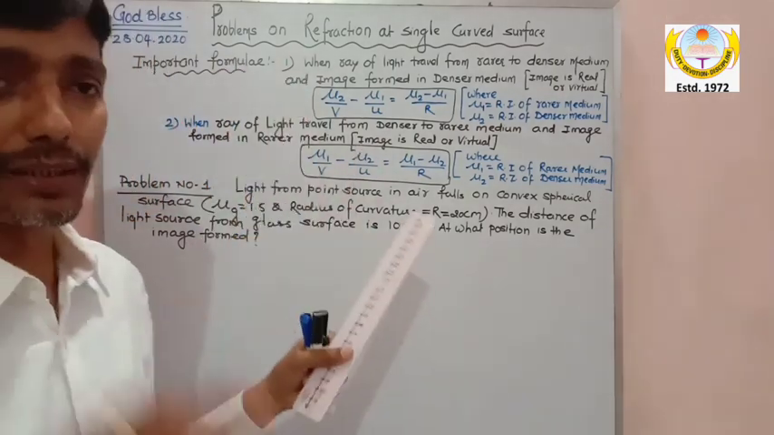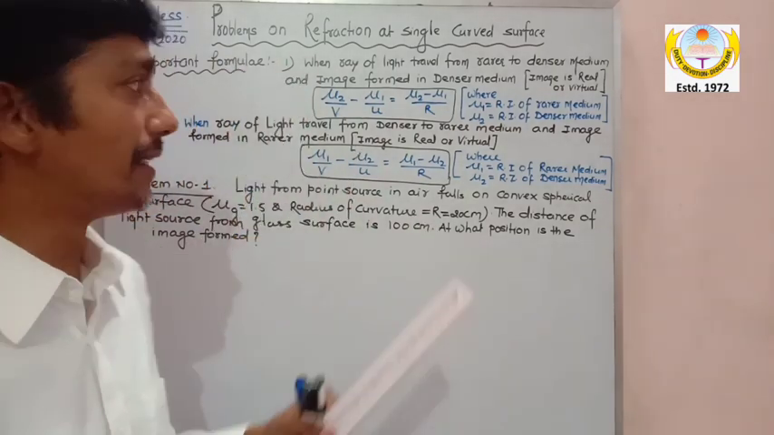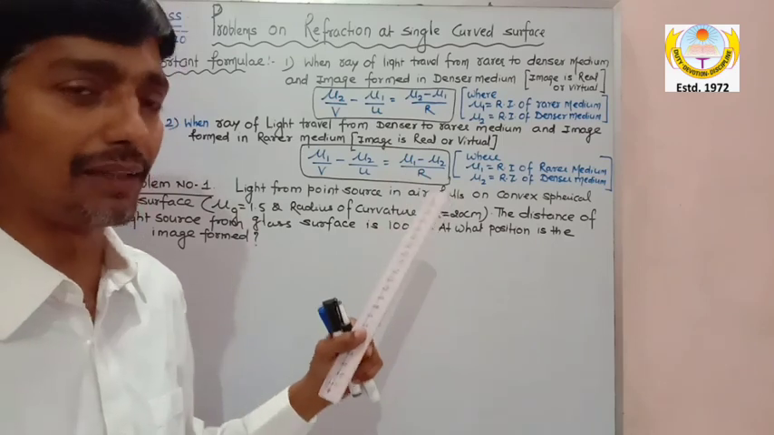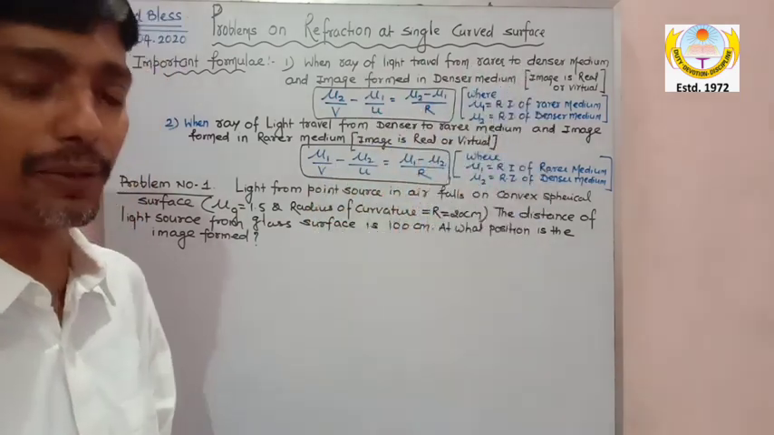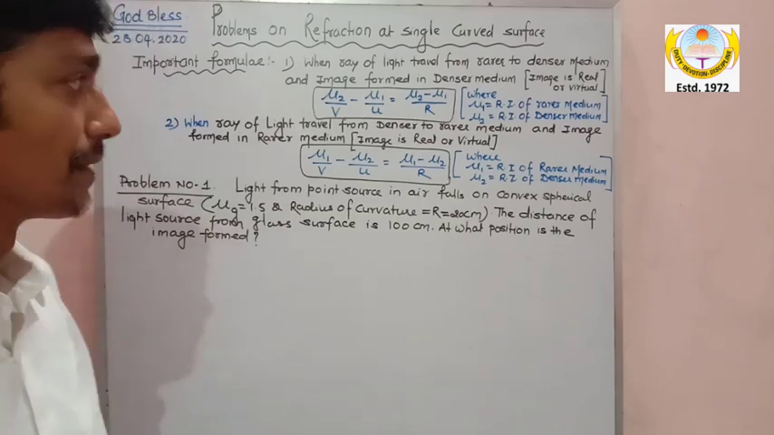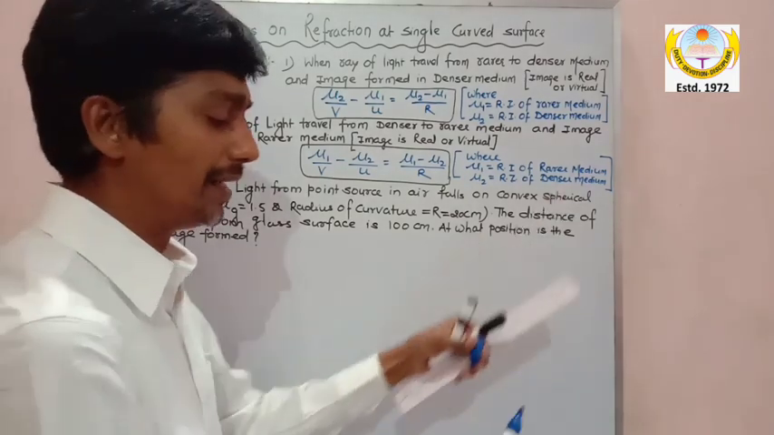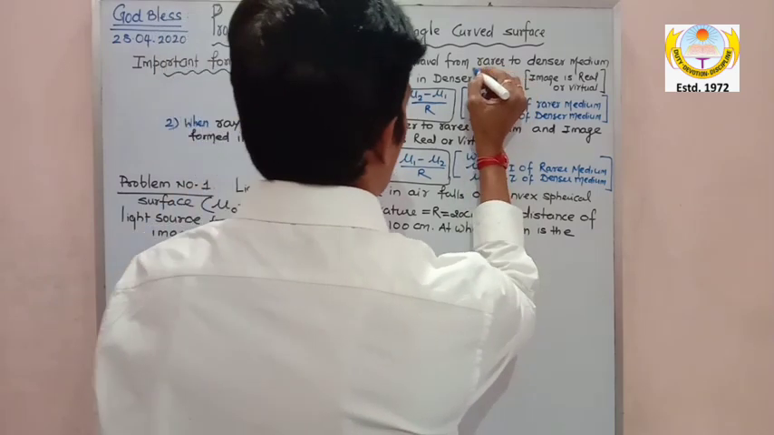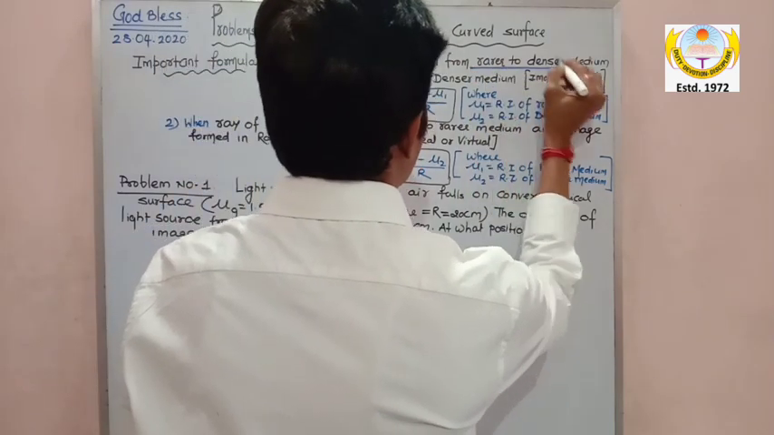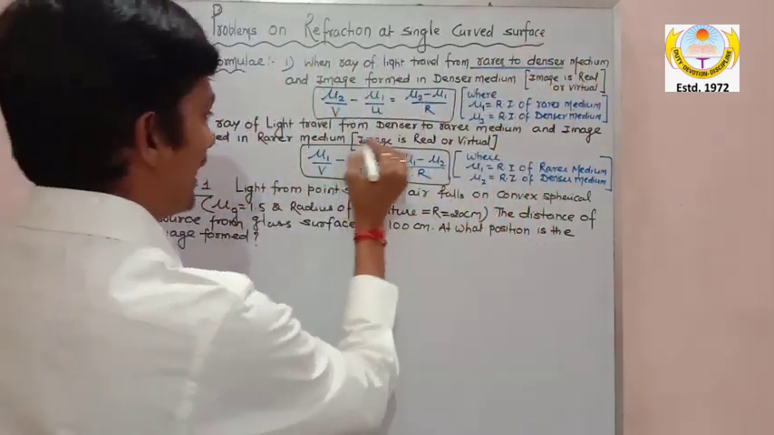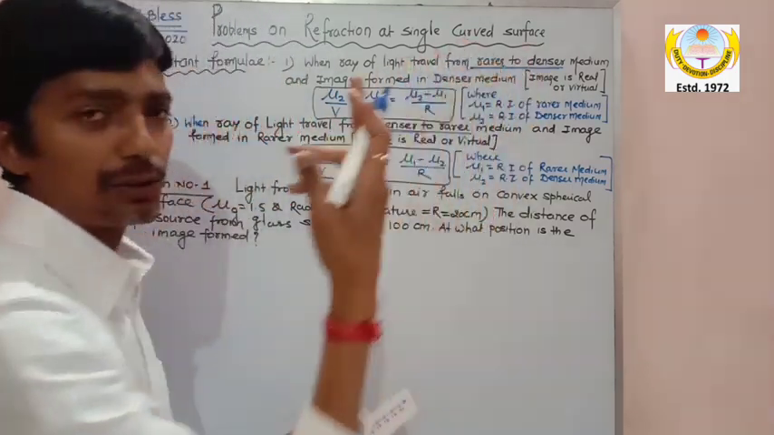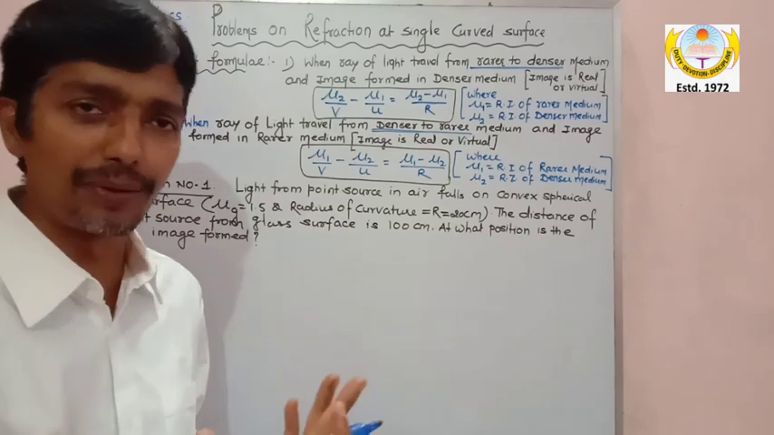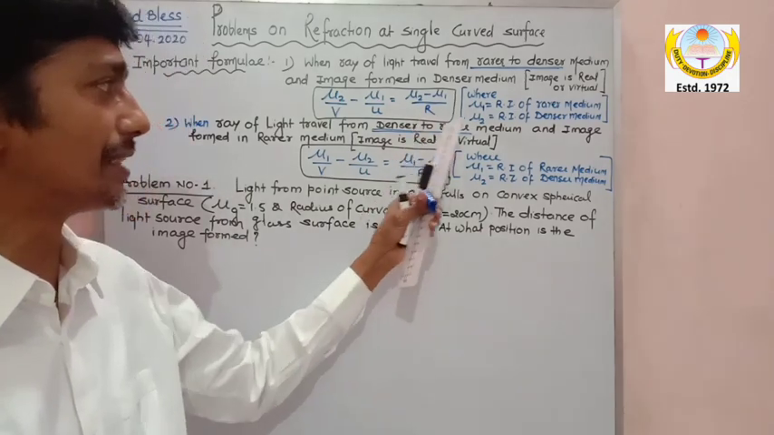Number one. Suppose that in a numerical, it is given, or by reading it we come to know, that a ray of light is traveling from a rarer medium to a denser medium. Please take care, there are some important statements here. In the second case, the ray of light is traveling from a denser to a rarer medium. These are the only two cases: either the light travels from rarer to denser, or it travels from denser to rarer.